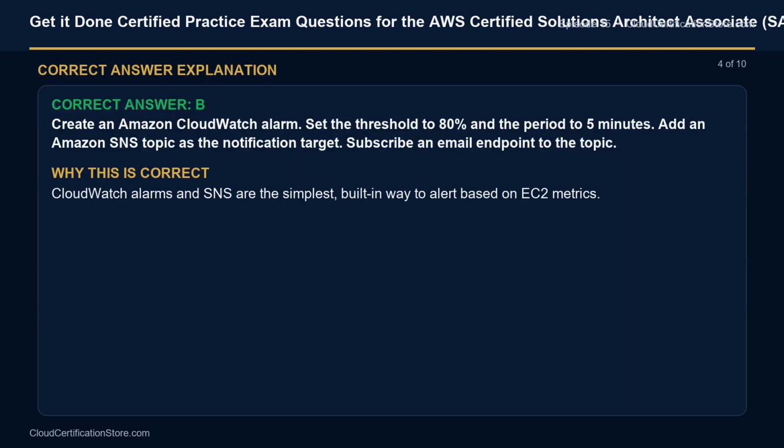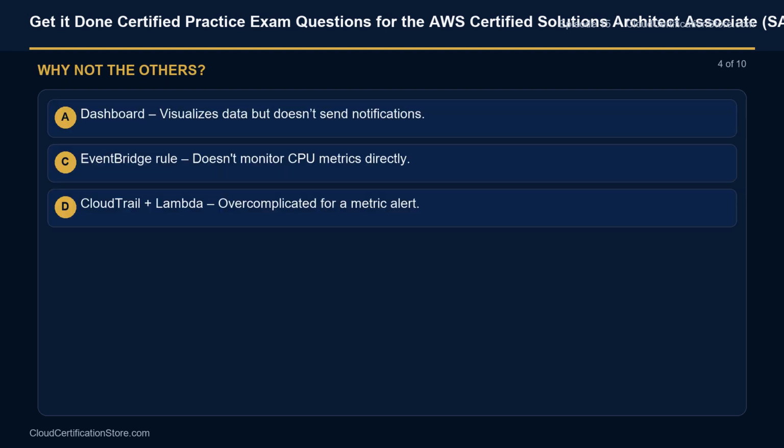Explanation: CloudWatch alarms and SNS are the simplest, built-in way to alert based on EC2 metrics. Why not option A? Dashboard visualizes data but doesn't send notifications. Why not option C? EventBridge rule doesn't monitor CPU metrics directly. Why not option D? CloudTrail plus Lambda is overcomplicated for a metric alert.